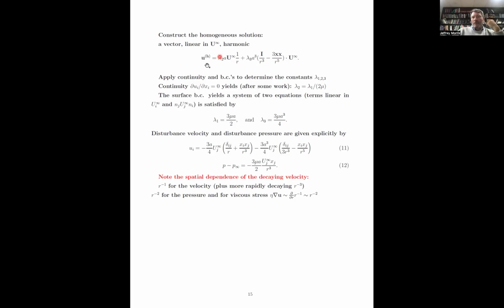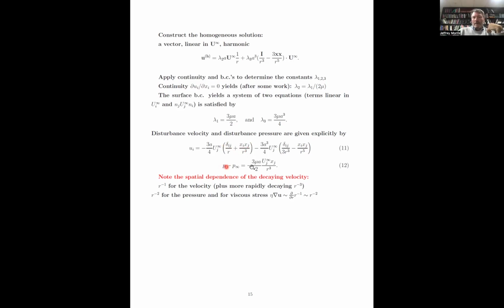So in order to determine all those coefficients, I think I had 3 of them. Yes, I have 3 of them. Then I have to apply the continuity and the boundary conditions. So this requires some work, and you can find the coefficients. But in the end, what I want to focus on is that the velocity has a dominant piece which goes as 1 over r, delta ij over r. And then I have this xi xj over r cubed. All of these are 1 over r.